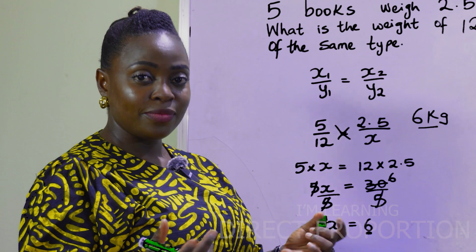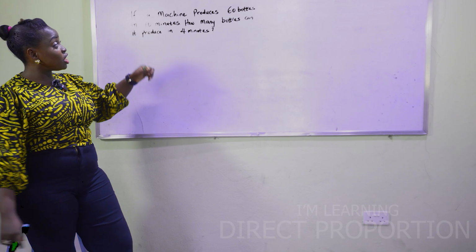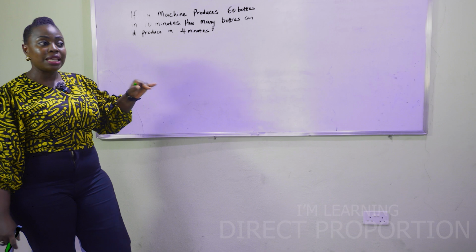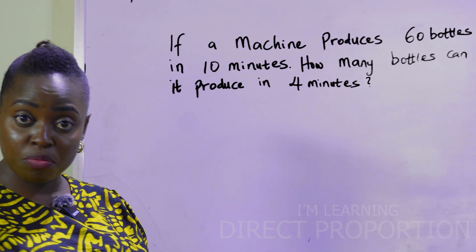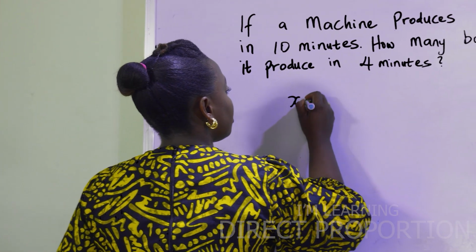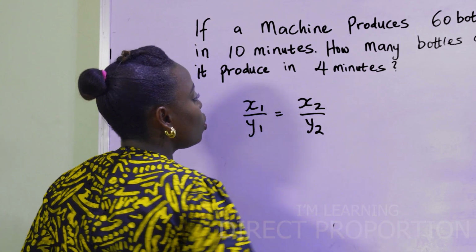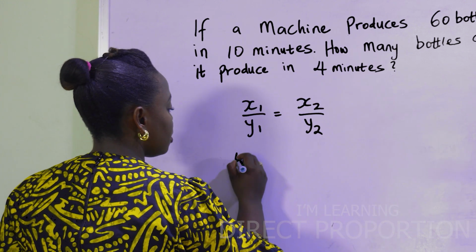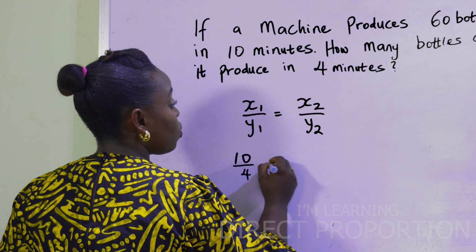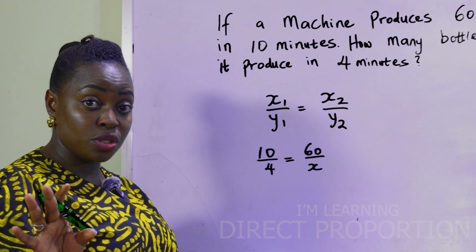Now let's look at one last question on that direct proportion. If a machine produces 60 bottles in 10 minutes, how many bottles can it produce in 4 minutes? Now, x1 over y1 is equal to x2 over y2. What 2 values do we know? We know 10 minutes and we know 4 minutes. So 10 over 4 is equal to 60 bottles over, we don't know how many bottles are produced in 4 minutes.